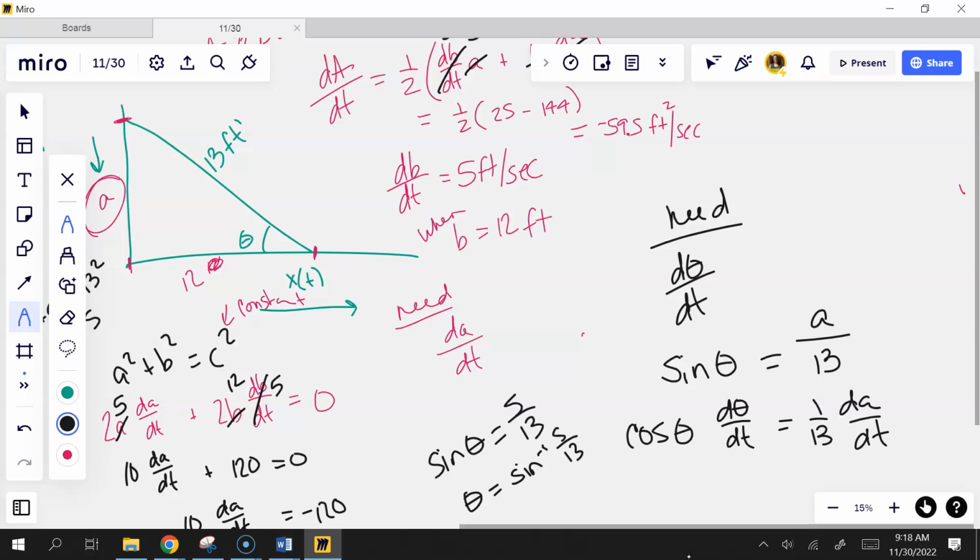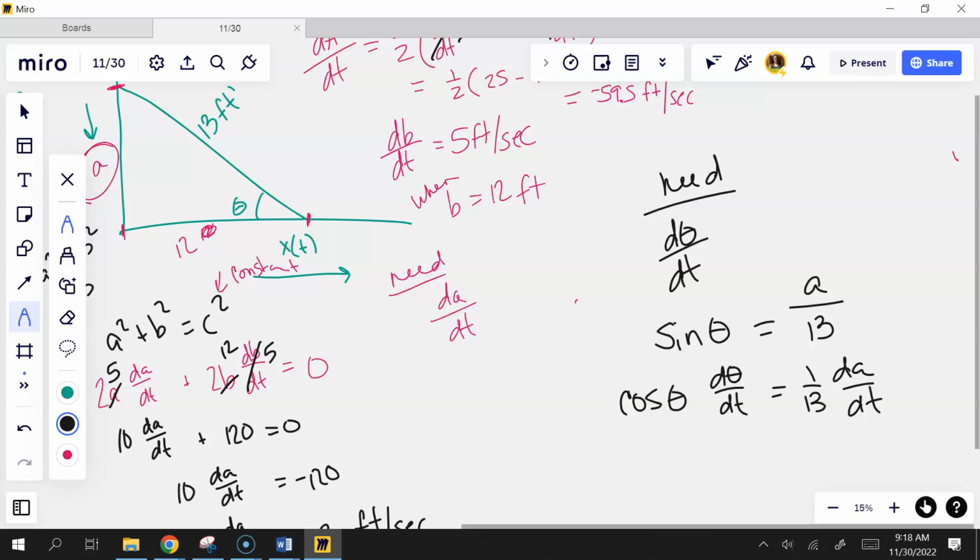Actually, stop, I'm being really dumb. Do y'all see what I'm doing wrong? I'm doing way too much work. Look at that triangle. What's the cosine of theta? Look where theta is. Look at my triangle. What's the cosine of theta? Say it again, Chris. 12 over 13. Adjacent over hypotenuse.